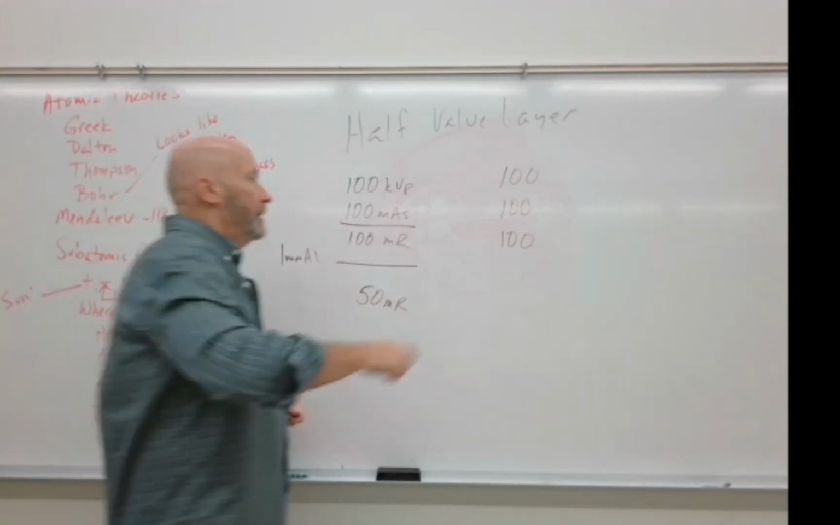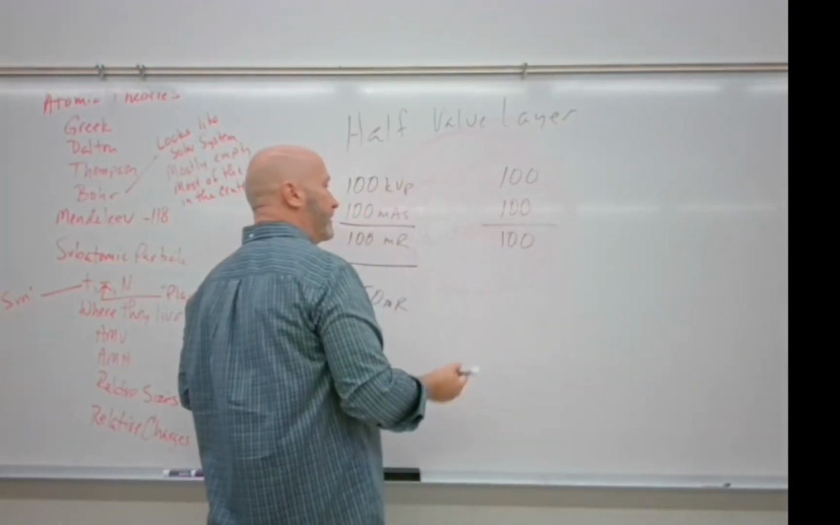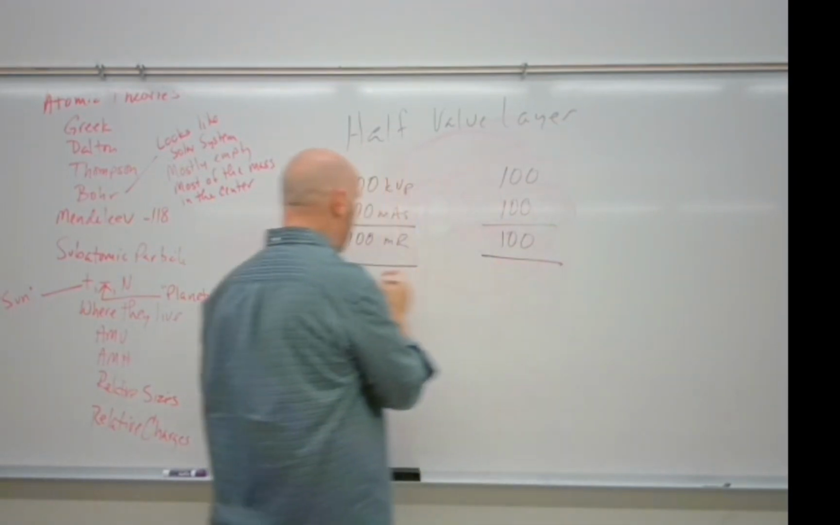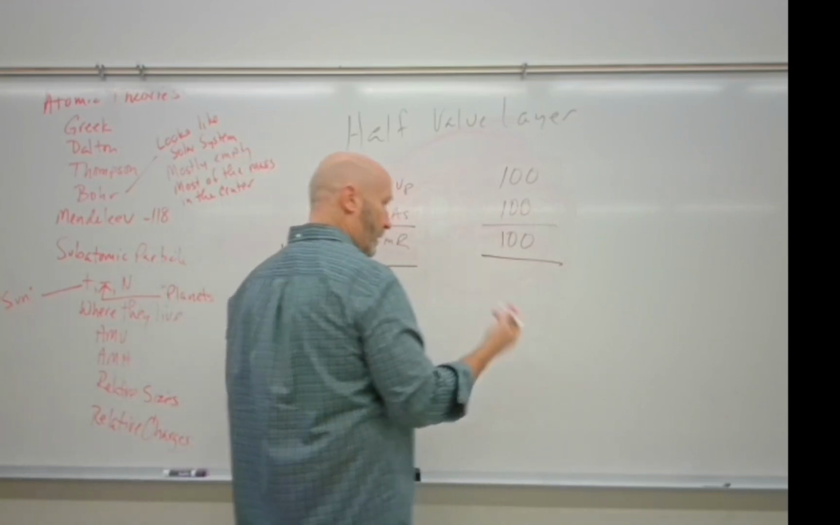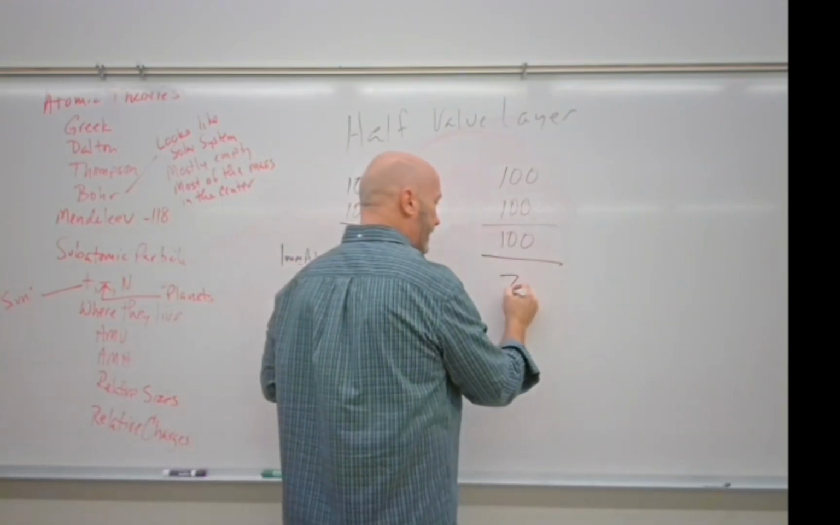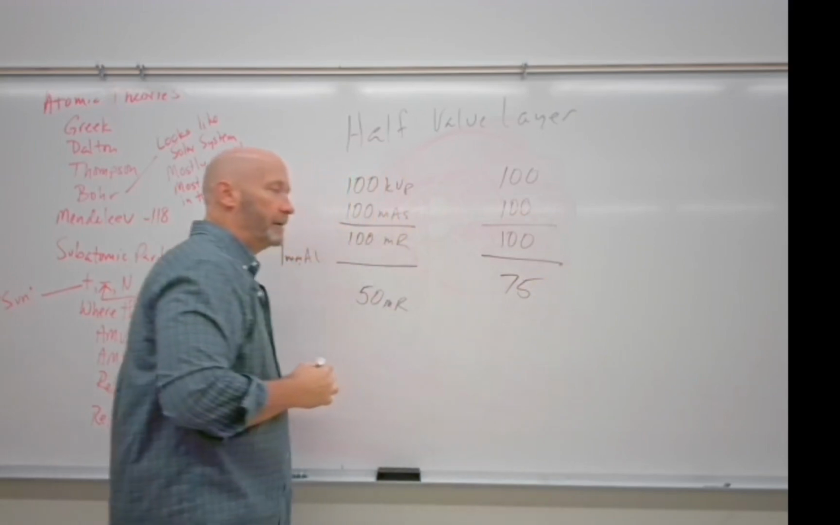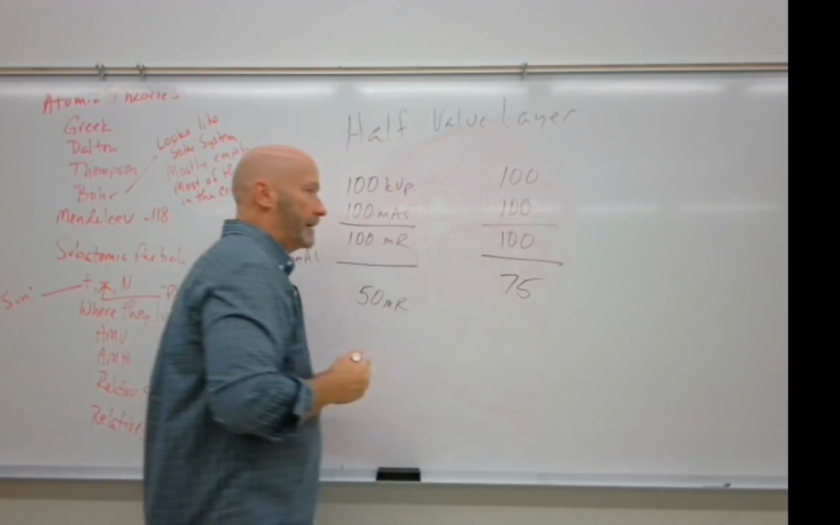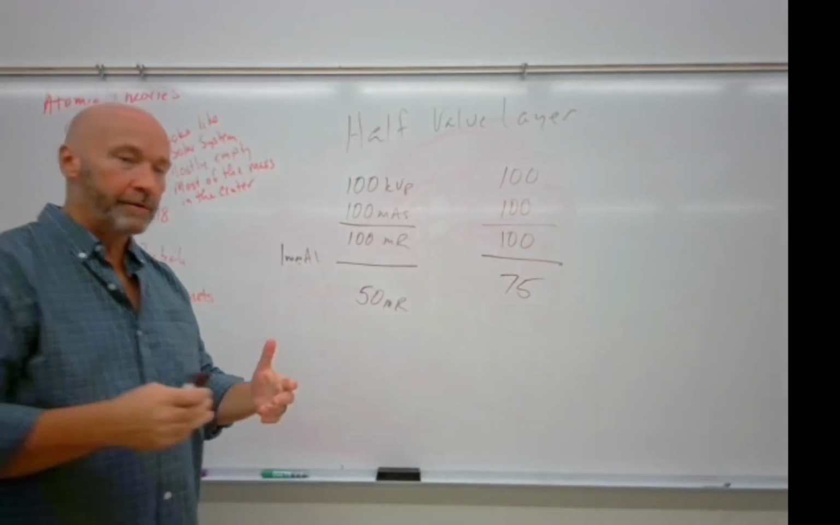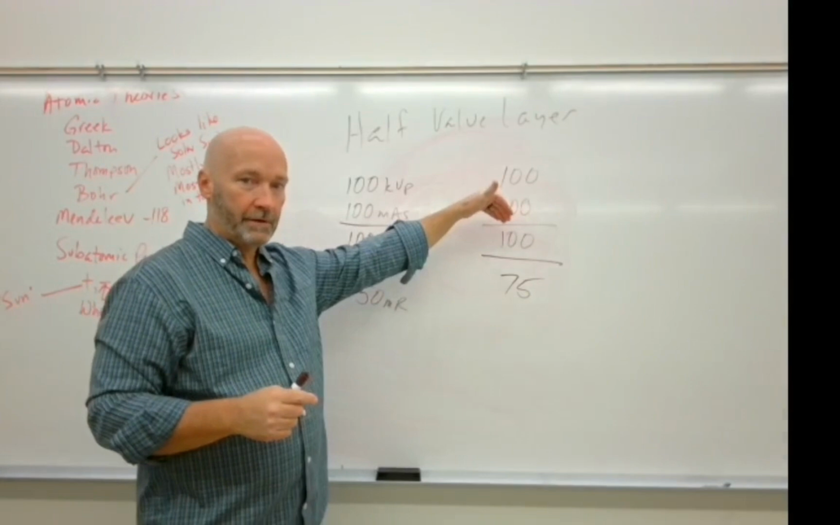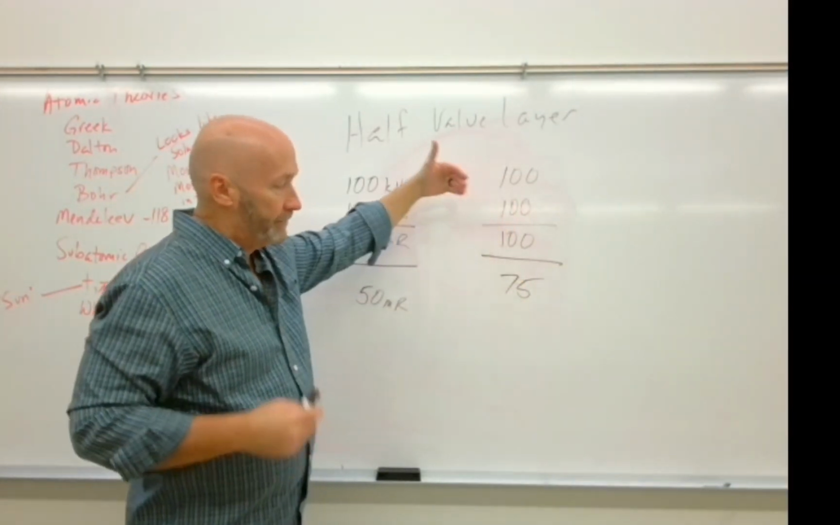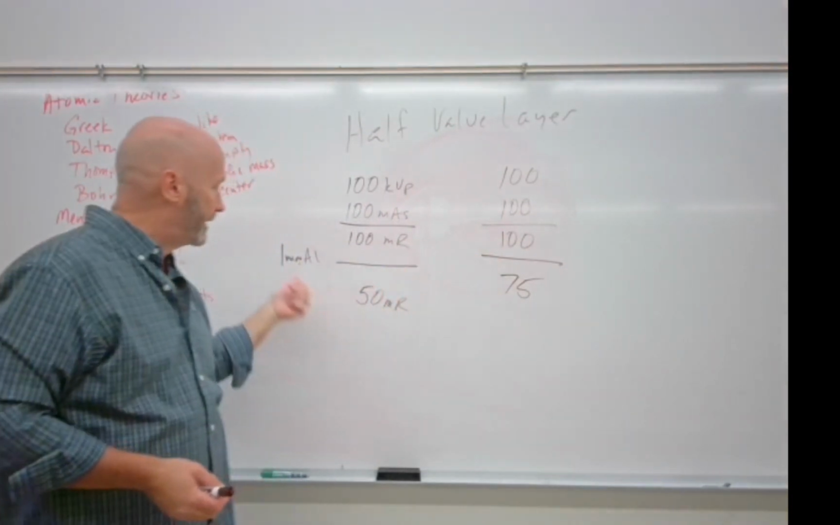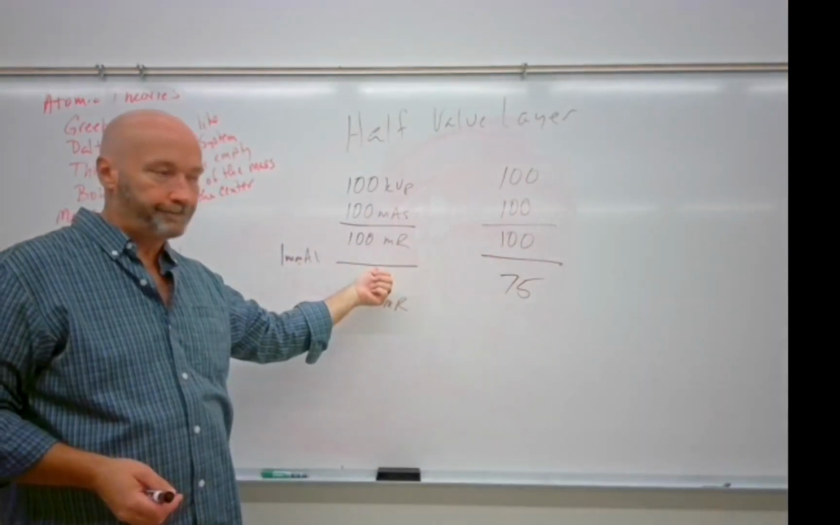Okay. Over here, let's say we've got the same setup, same technique, and we use the same 1 millimeter of aluminum, and let's say it cuts it down to 75. What that means is that this X-ray beam is better filtered, it's harder, so more high energy X-ray photons were created. If they weren't high energy X-ray photons, they would not penetrate our 1 millimeter of aluminum. They'd absorb like what they did over here.